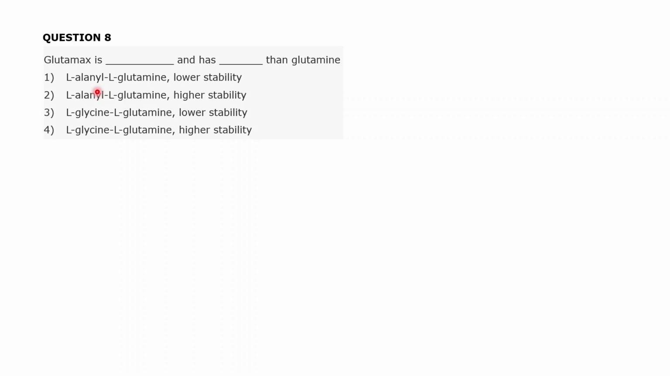I am getting option number 2, L-alanine, L-glutamine, and also higher stability. Yes, basically you are right. So the answer to this question is that GlutaMAX is a dipeptide made up of L-glutamine conjugated with L-alanine by a peptide bond, and it has a higher stability than glutamine itself.